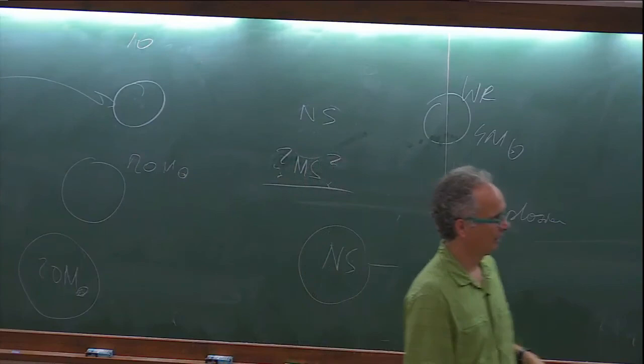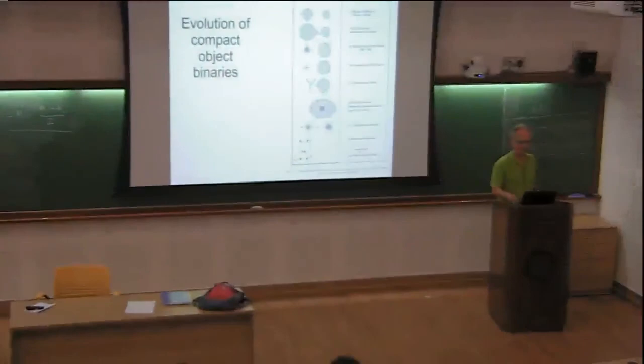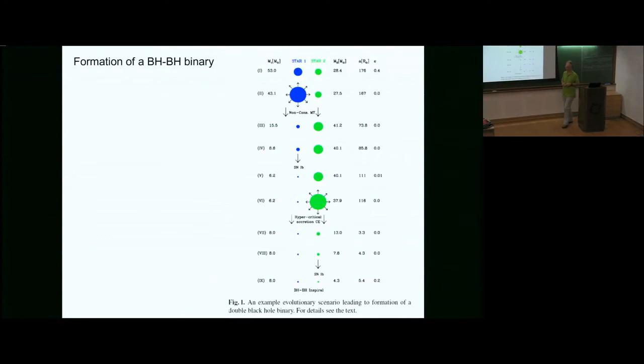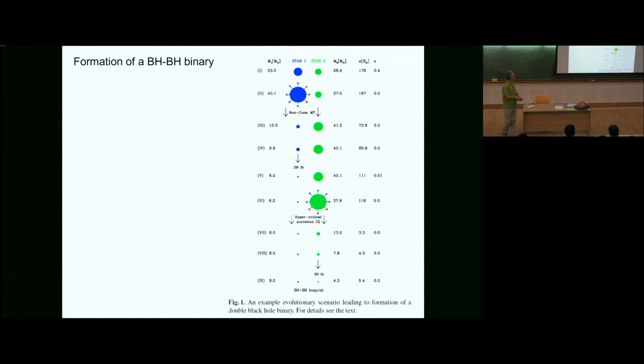Okay, so now let me go to the binary black holes. So here is a possible scenario for getting a binary black hole, and this goes as follows. We start with two very massive stars with the masses of 50 and 30 solar masses. The more massive star starts to evolve and transfers quite a significant amount of mass to the companion, the companion gains a lot of mass. Now it's 40 solar masses.